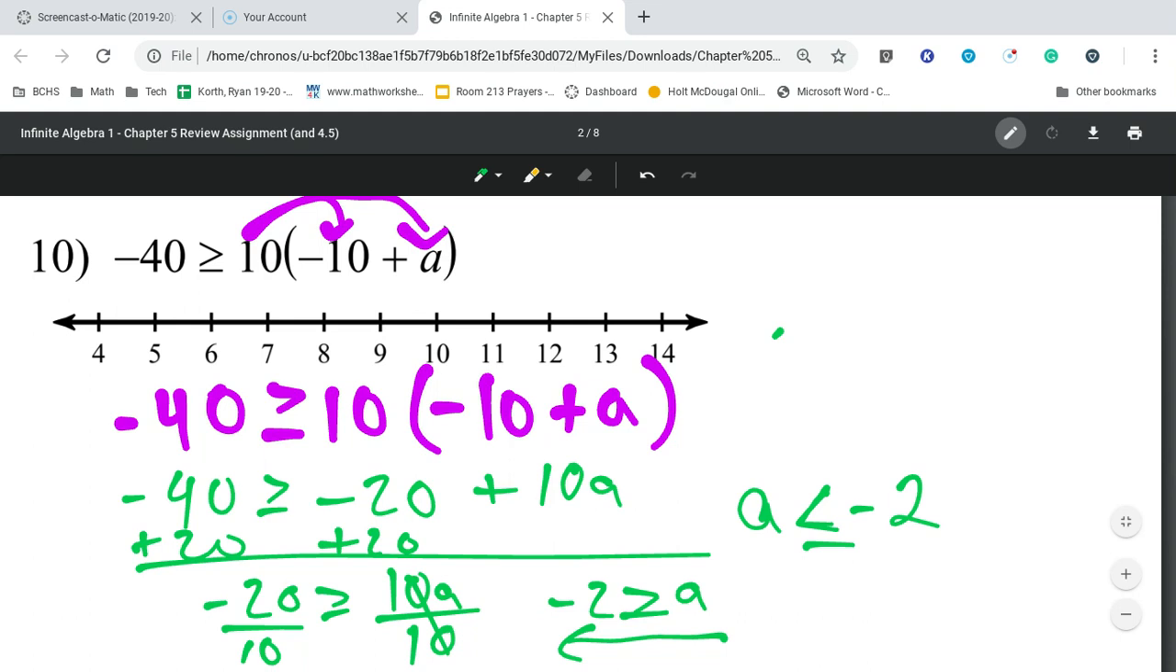Uh-oh, what did I do? Awkward. Oh. Did you know that 10 times 10 isn't 20? Holy cow. Everybody makes mistakes. Everybody has those days.